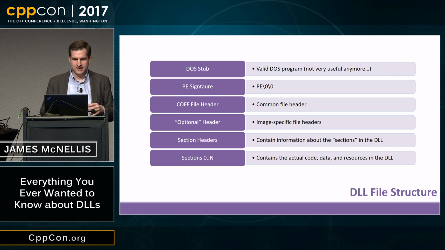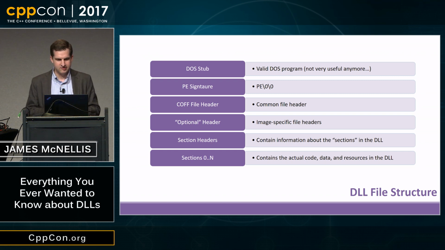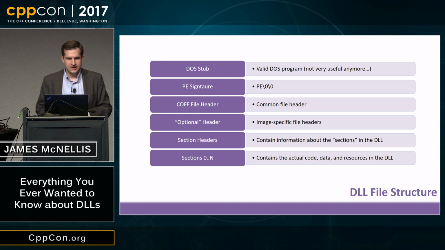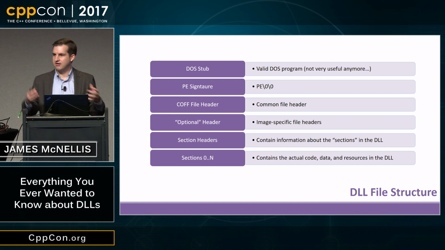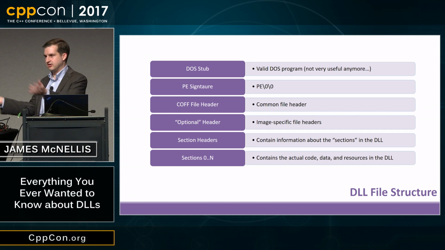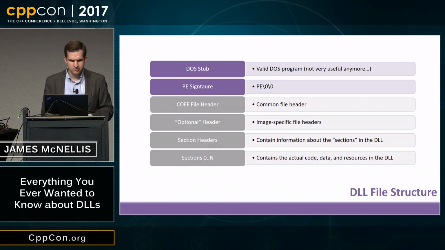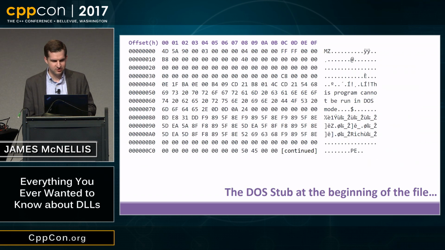It then has a COFF file header, which has a little information about the file. It has an optional header that's not actually optional, that has DLL information in it. It then has a set of section headers that tell you how to find information in the DLL, like what's actually inside of it. And then it just has all of the code and data after that. So we'll start by looking at the DOS stub and the PE signature.